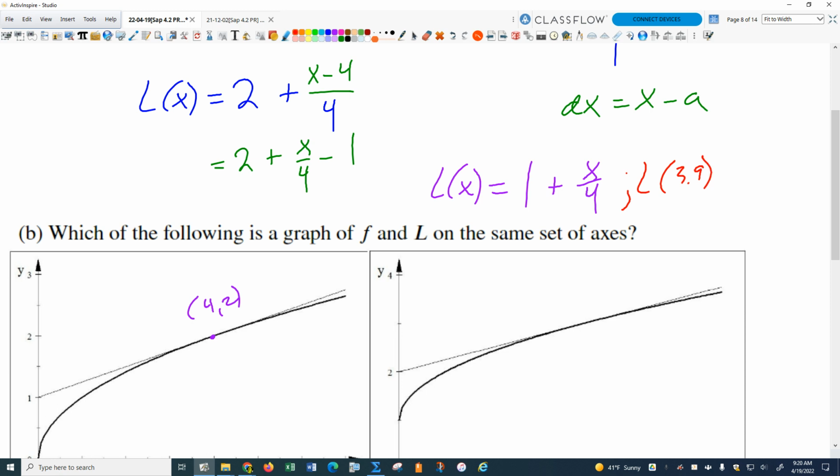Well, all we've got to do is just plug 3.9 into our function, right? And we just get 1 plus 3.9 over 4, whatever that is, okay? 1 plus 39/40, okay? So that would be 79/40, that would be our approximate value of the curve.